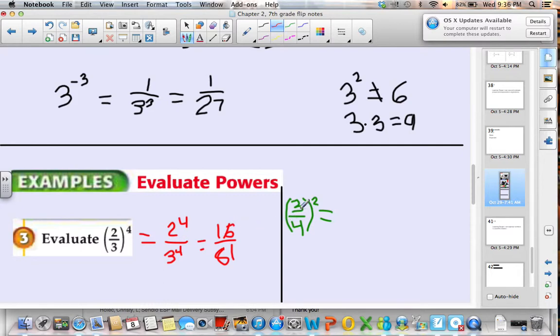Okay, do this one really quick. 3/4 squared. We have 3 squared over 4 squared. So we would have 9 over 16. And that is in simplest form.